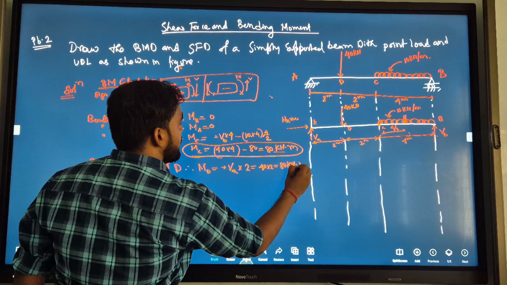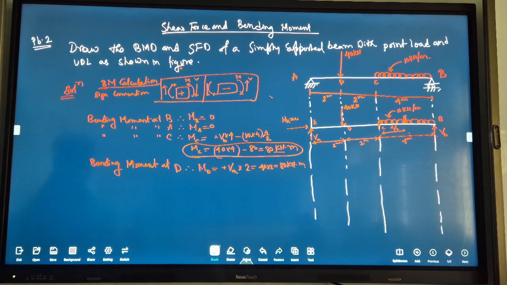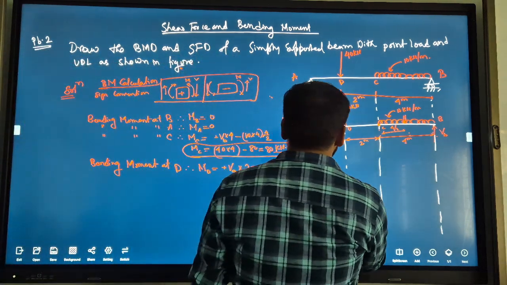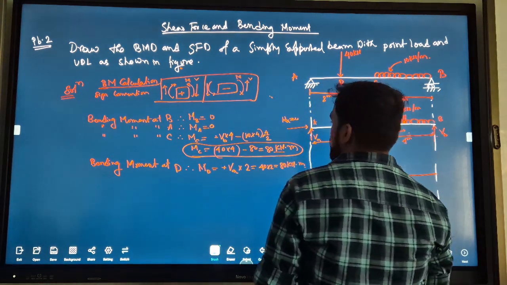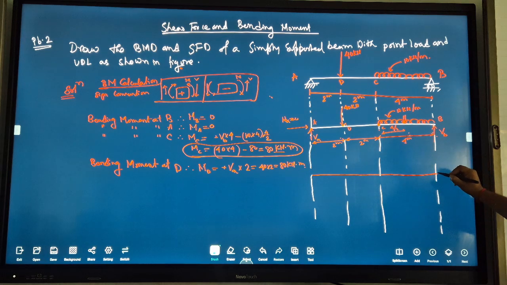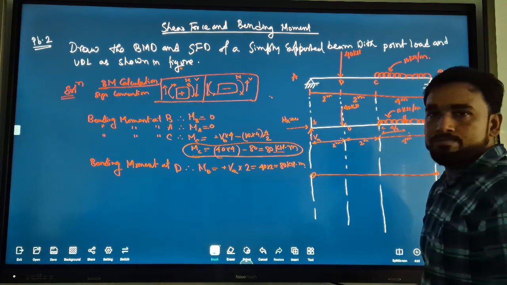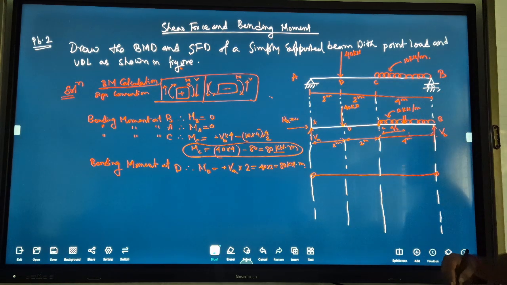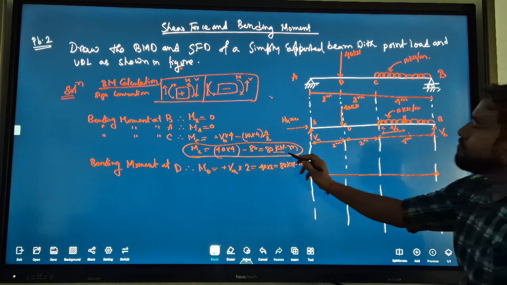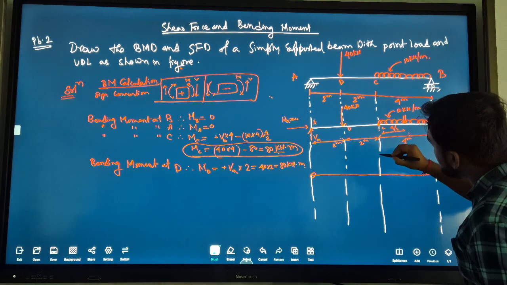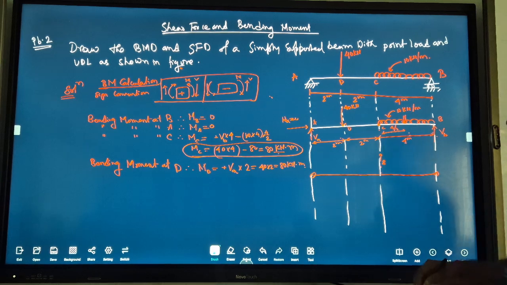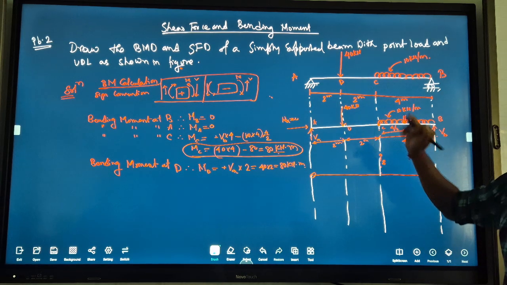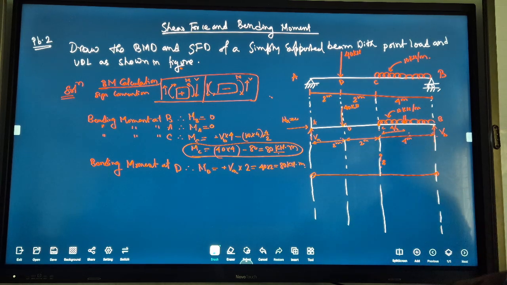80. Okay. So now let's draw the bending moment diagram. Very simple. Now at B moment is 0. At A moment is 0. At C moment is how much? 80. So let us say this value is your 80. Now I am not discussing D yet, I'll do it.